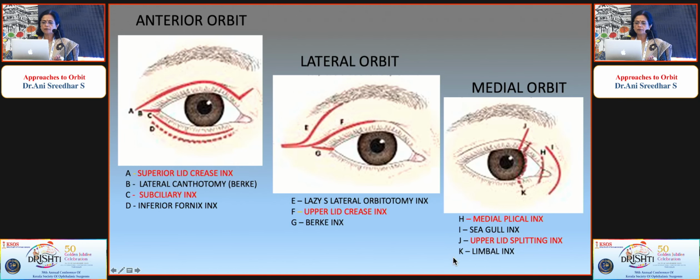For the lateral orbit, we go mostly through the upper lid crease incision, which is extended along the laugh line, which is the incision F. For the medial orbit, we now use the superior lid crease. But if you want to go through the conjunctiva, a medial plical incision, or if the mass is very large, an upper lid splitting incision can be used. That is the incision J.